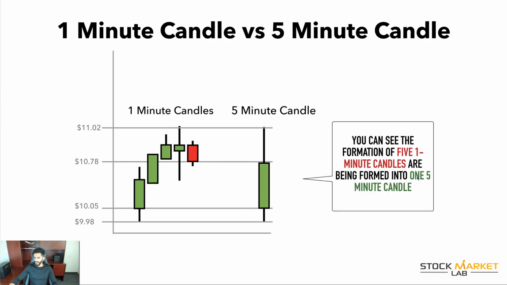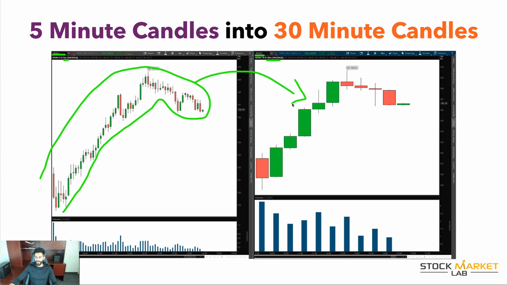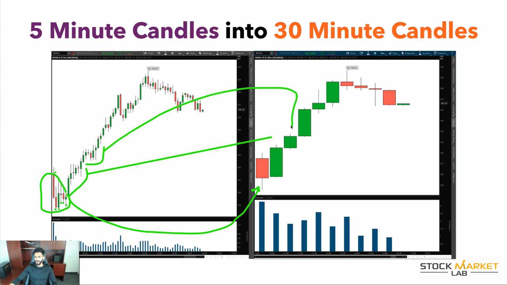If you can see once again, the formation of five 1-minute candles into one 5-minute candle. Now, let's look at this example. We're looking at stock Roku, 5-minute candle. Stock Roku, same period, 30-minute candle. These are a bunch of 5-minute candles, and all of them are formulated into here. So 6 5-minute candles here, 1, 2, 3, 4, 5, 6. All these 6 are going into this candle. The next 6 are going into that candle. The next 6 are going into that candle.